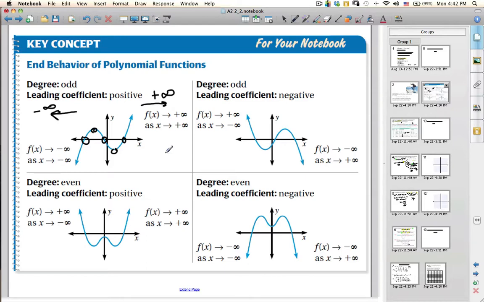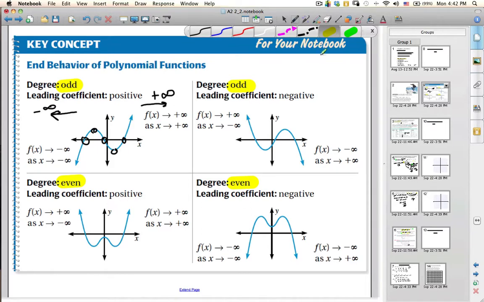And what's important, there are two things only that are really important with end behavior, and that's the degree of the polynomial, right? The degree of the polynomial, and the leading coefficient. So now, the degree of the polynomial will tell you whether the ends do the same things or different things, and the leading coefficient will tell you what happens on the right end of the graph as you approach positive infinity.